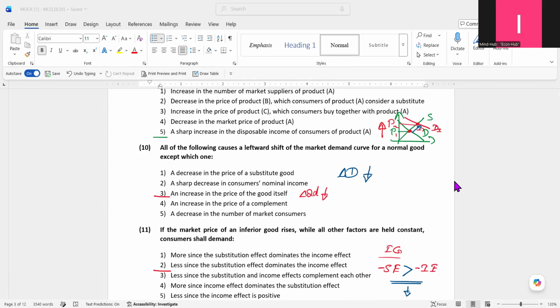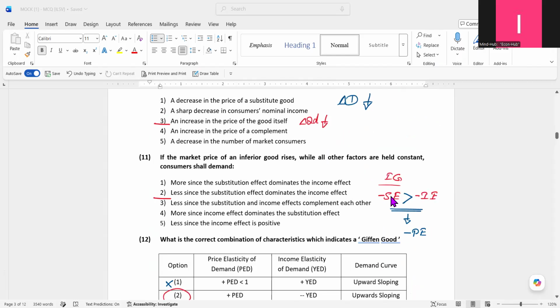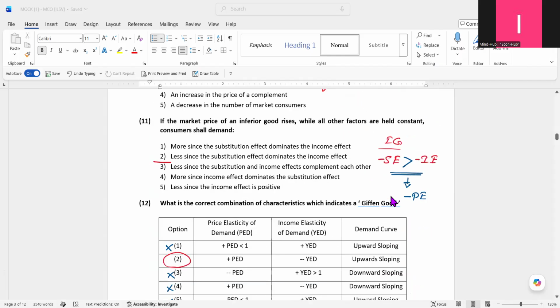So the correct answer is number 3, because the other 4 actually decrease market demand, and number 3 talks about the price. Change in price is change in quantity demanded, not shift of the demand curve. Correct answer number 3. Question 11.